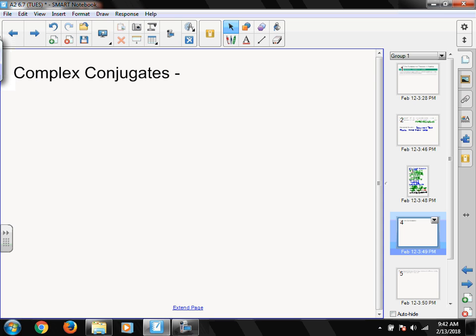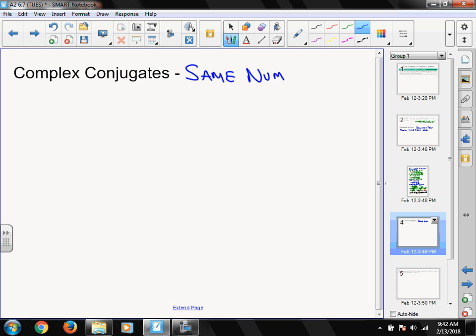All right then. I want to talk about complex conjugates. We've talked about these before. We talked about these in chapter 5. So it is a little ways back. Complex conjugates means if you have an expression, it's going to be a complex expression, you're going to have the same numbers, different sign in the middle.